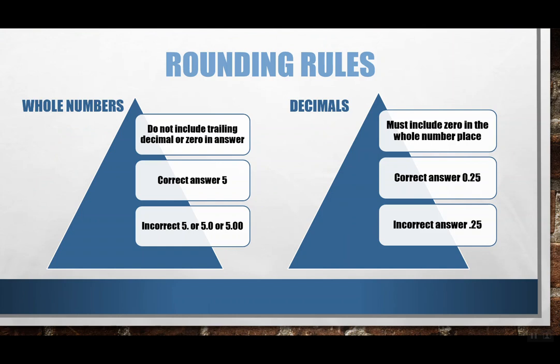With decimals, you must include a 0 in the whole number place. So if the answer is 0.25, and you write .25, that would be incorrect. It's extremely important for you to get used to this, because if you write this incorrectly and somebody checks your work incorrectly, you could be giving 25 of something instead of 0.25 of something. So we want to make sure that you're used to practicing this.